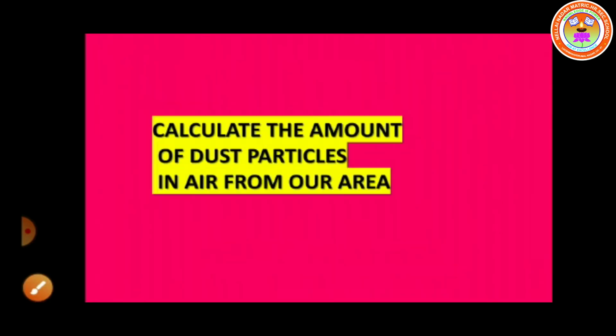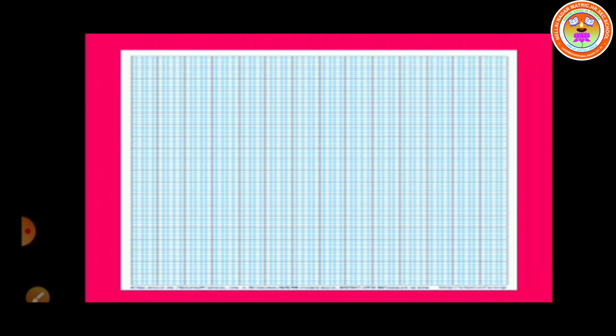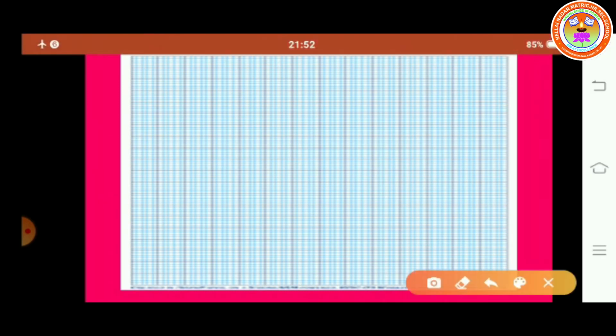Okay, students. Next, shall we discuss one activity? The activity is to calculate the amount of dust particles in air from our area. In this activity, we need one graph sheet. Take a graph sheet using marker pens. Draw a 5 by 5 centimeter square on the graph. See, 1, 2, 3, 4, 5. 1, 2, 3, 4, 5. Okay, like a 5 by 5 centimeter square on the graph.